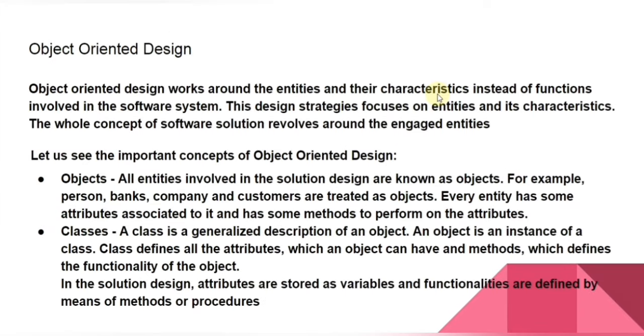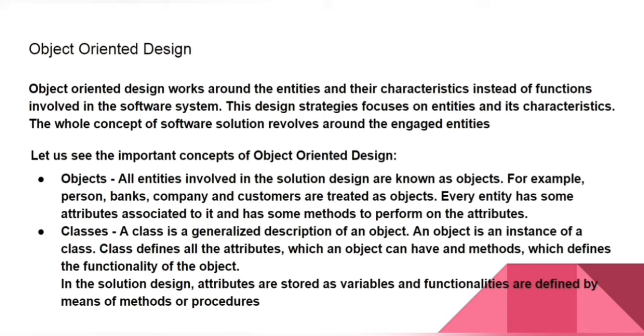Now, object oriented design. Object oriented design works around the entities and their characteristics instead of the functions involved in the software system. So in function oriented design, we divide the system based on the functionality, while object oriented design works around the entities and their characteristics instead of functions. So these design strategies focus on entities and their characteristics. The whole concept of the software solution revolves around the engaged entities.